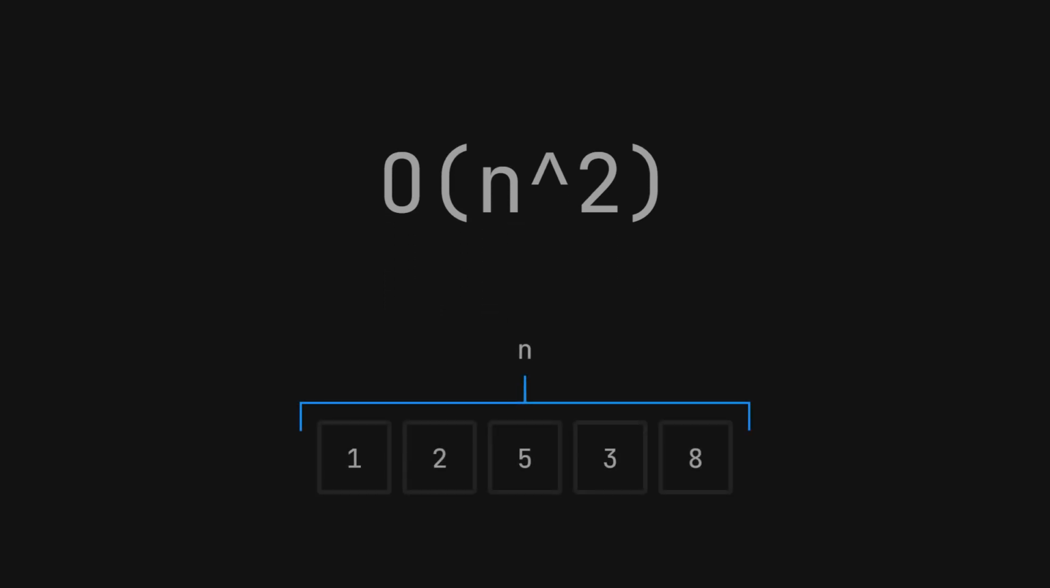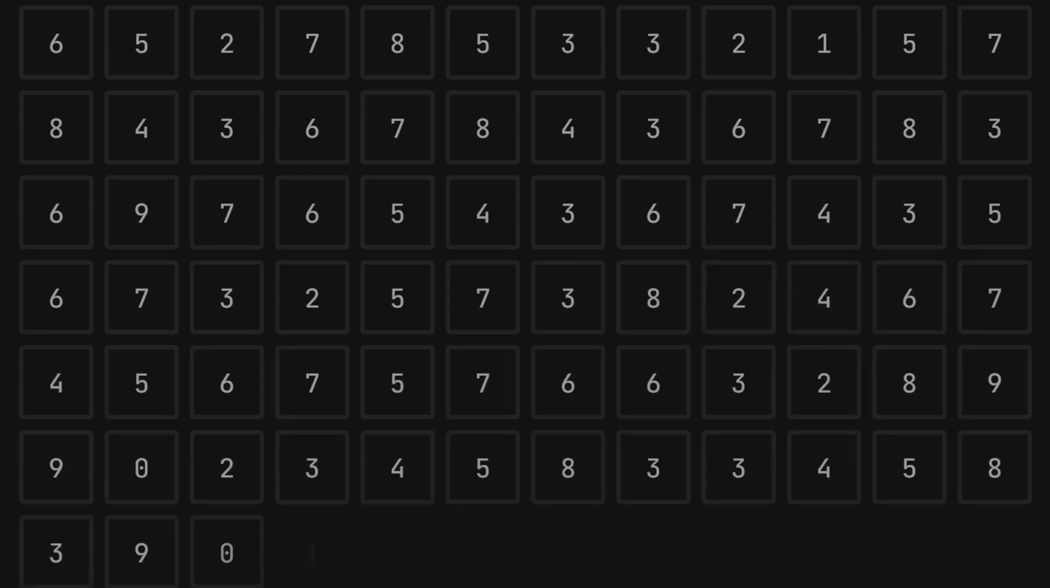Time complexity. The time complexity of insertion sort is O(n squared), where n is the number of elements in the list. This makes it inefficient for large lists, but it is still a useful algorithm in certain situations, such as when the list is already partially sorted or when the list is small.